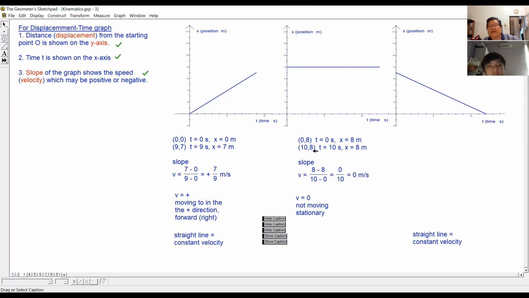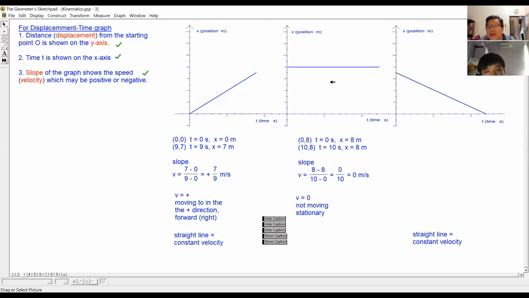So this horizontal line tells us what? He's always at 8 meters. Is he moving or not moving? His position is fixed, always 8. Even though the time keeps on changing, at different times I look at him, he's still at 8 there. It means that he is not moving.